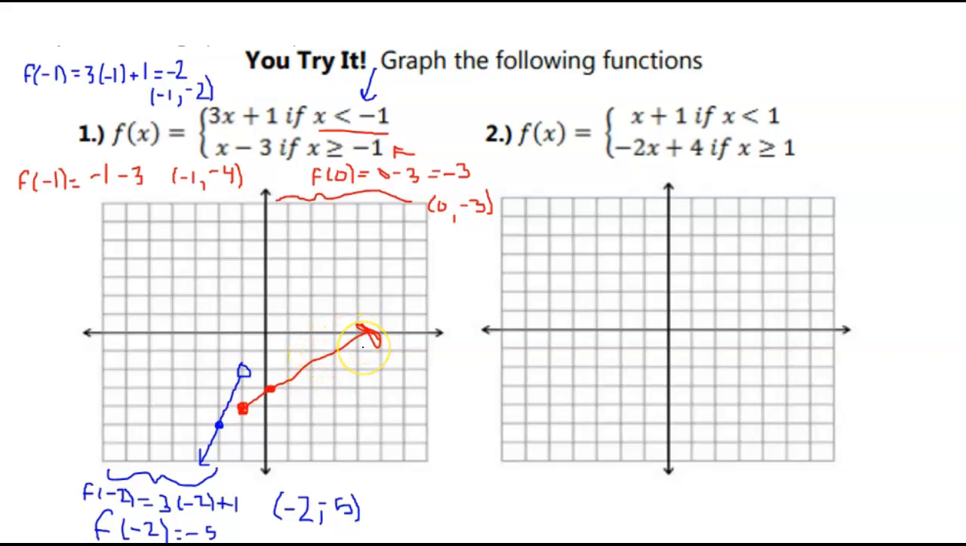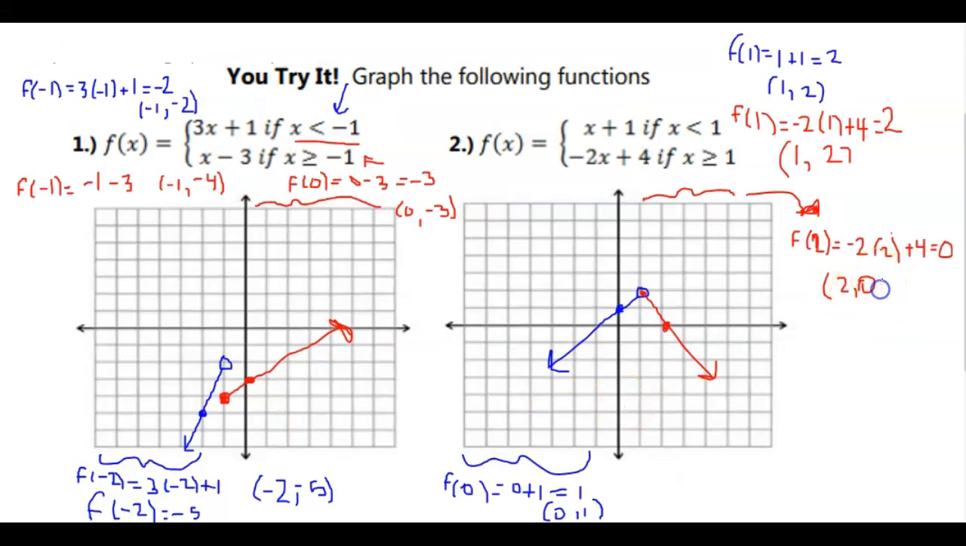So again, find your boundary points and plot those, determine if they're open or closed circles, and then graph your intervals. Okay, I want you to try again, pause the video, and try to graph the next graph.